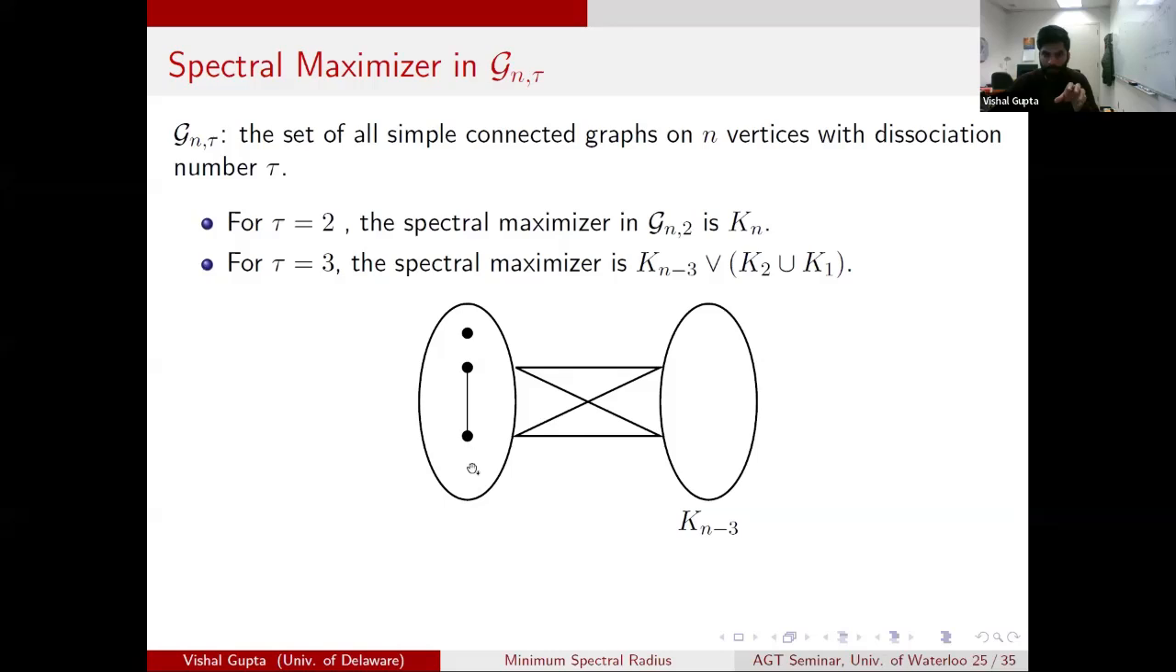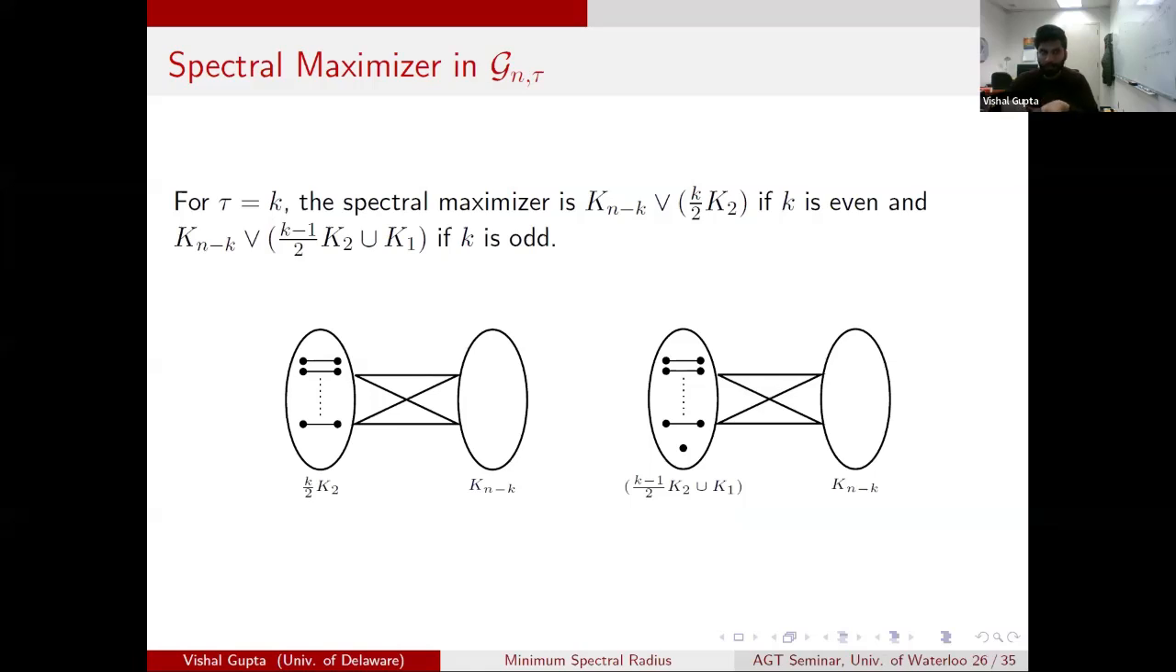And on this set of 3 vertices, we can add a maximum matching, which is just an edge in this case. And we add all possible edges in between them. So the spectral maximizer is the complete graph on n-3 vertices with a maximum matching on this dissociation set on 3 vertices. And the same idea works for any dissociation number k. So depending on whether k is even or odd, we take a dissociation set on k vertices, we add the maximum matching in it, and we take a complete graph on n-k vertices and take their join. That is the spectral maximizer for this class.